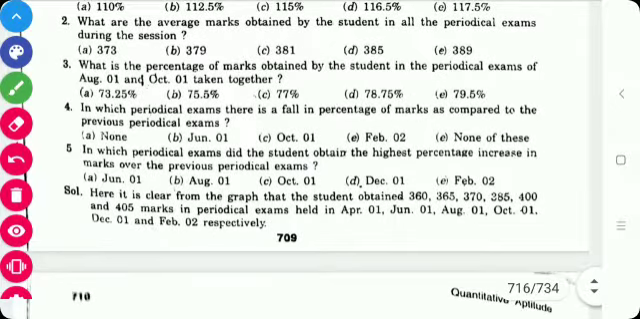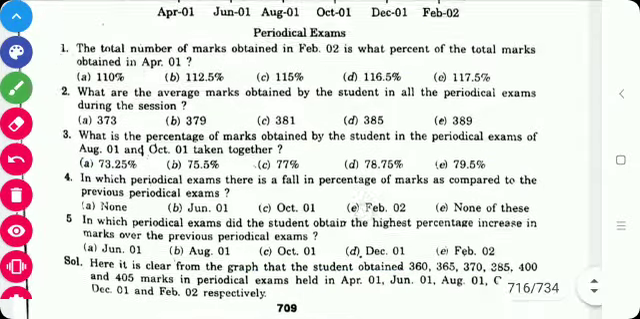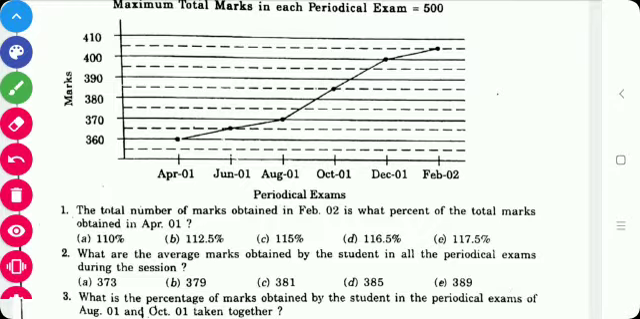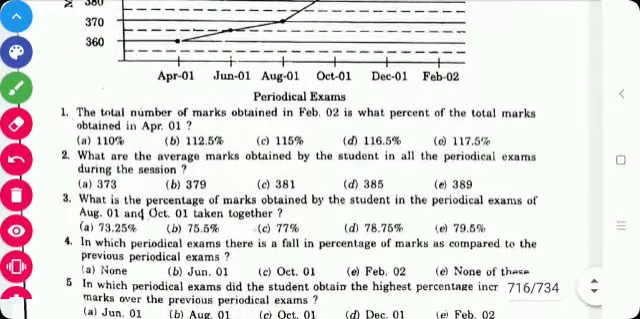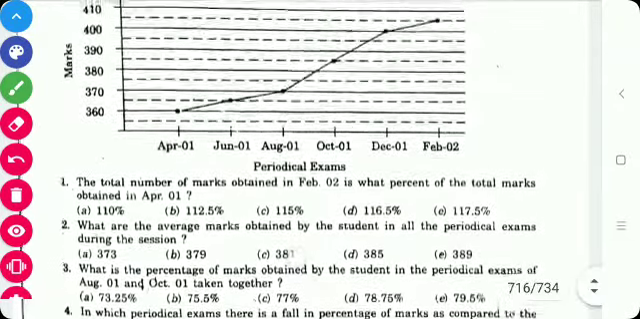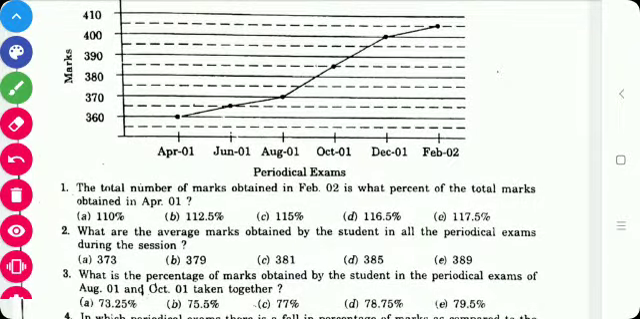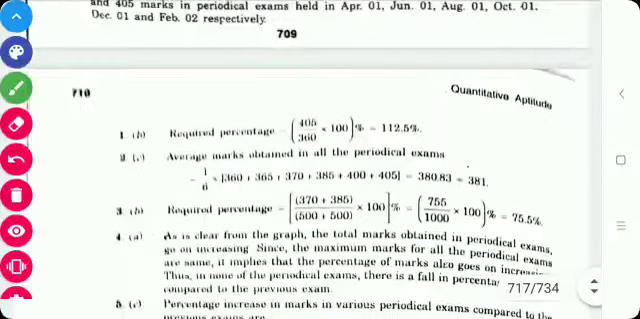The third question is: what is the percentage of marks obtained by the student in the periodical exams of August 01 and October 01 taken together? Okay, so we have to find the percentage marks. So we have to add both August 01 and October 01, and the total marks are 500 and 500. So August 01 marks is 370, and October 01 is 385.